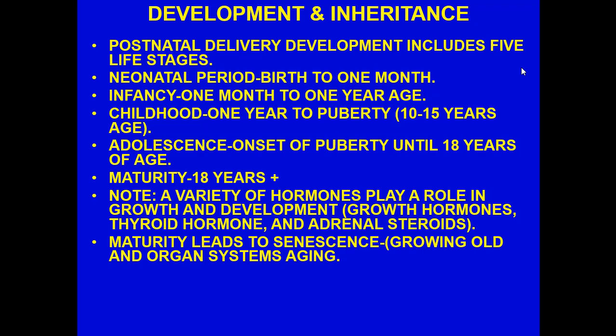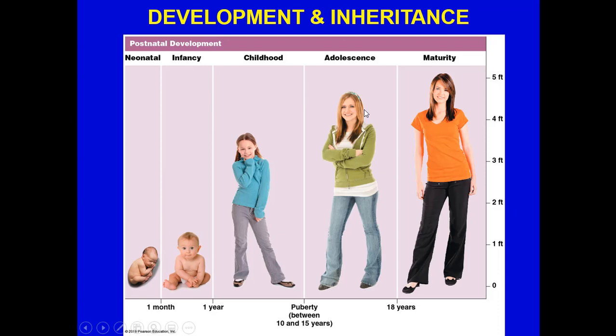Now, a variety of hormones are going to play a role in growth and development. Growth hormone, thyroid hormone, adrenal steroids, as well as reproductive steroids, estrogen, progesterone, testosterone, things like that. Now, maturity will lead to eventually senescence, that's growing old, and the organ systems are aging. They won't function as well, as you can see here in the different groupings here. Neonatal, infancy, childhood, adolescence, and maturity.